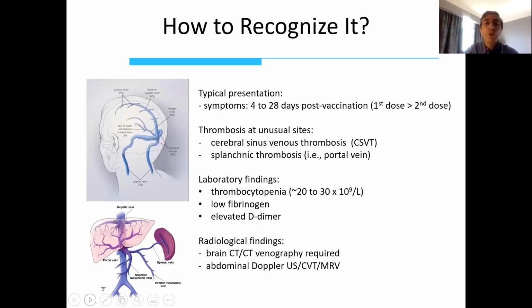One would need to prove the presence of a thrombus by ordering appropriate radiological imaging: for the brain, computerized tomography with contrast, called CT venography, or magnetic resonance imaging with contrast, called MR venography; or in the abdomen, an abdominal ultrasound, or computerized tomography with contrast, or magnetic resonance with contrast, the so-called MRV.